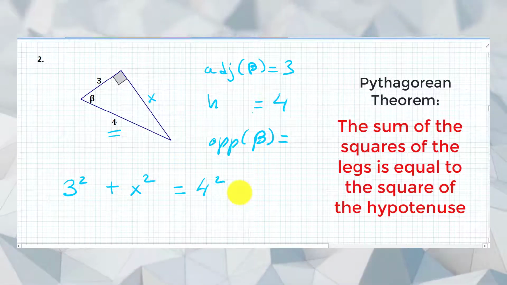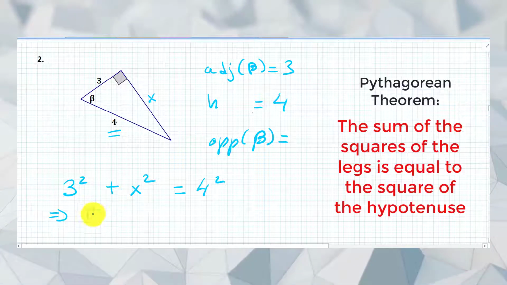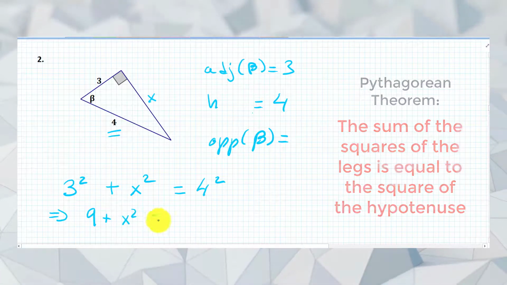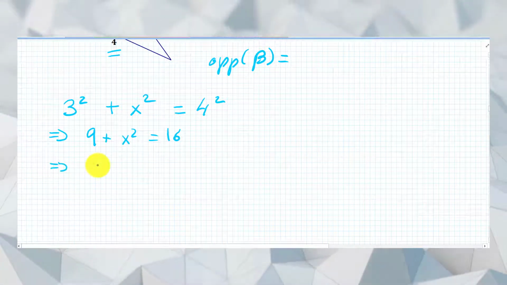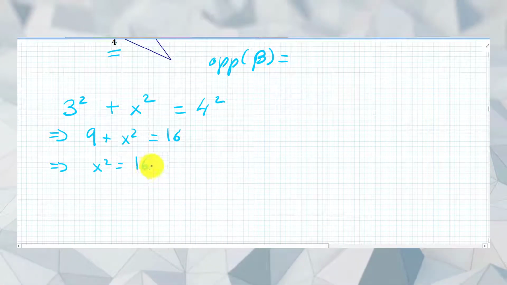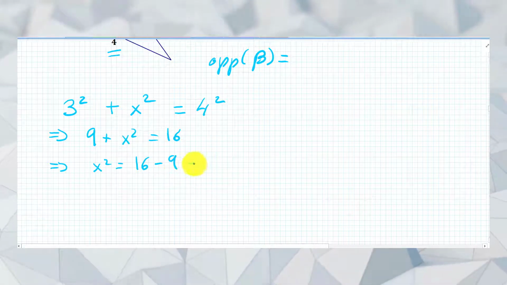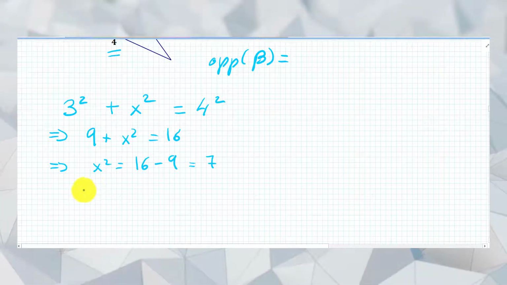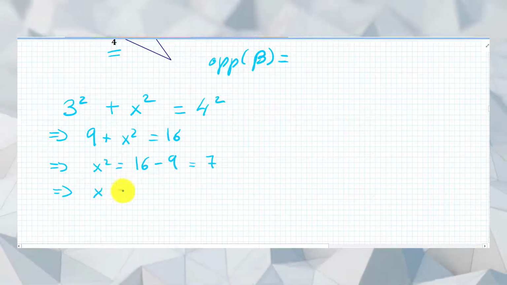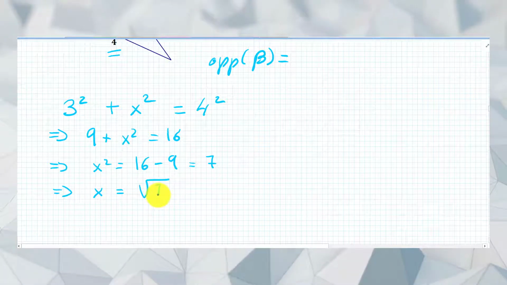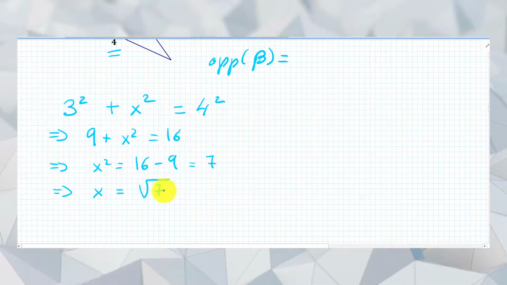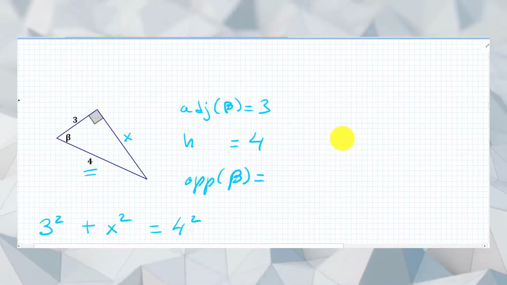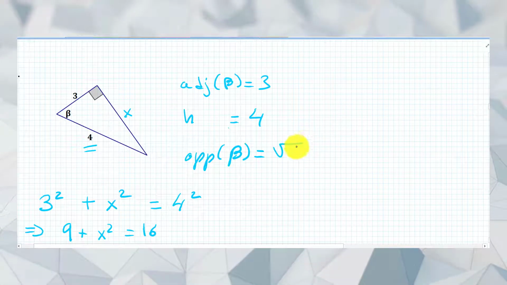Okay, let's solve that for x. So what do we have? We have 9 plus x squared equals 16. So that means that x squared is equal to 16 minus 9. 16 minus 9 is 7. So that implies that x is equal to the square root of 7. X has to be a positive number. It's a length. Okay. X was the opposite side of beta, so it is square root of 7.